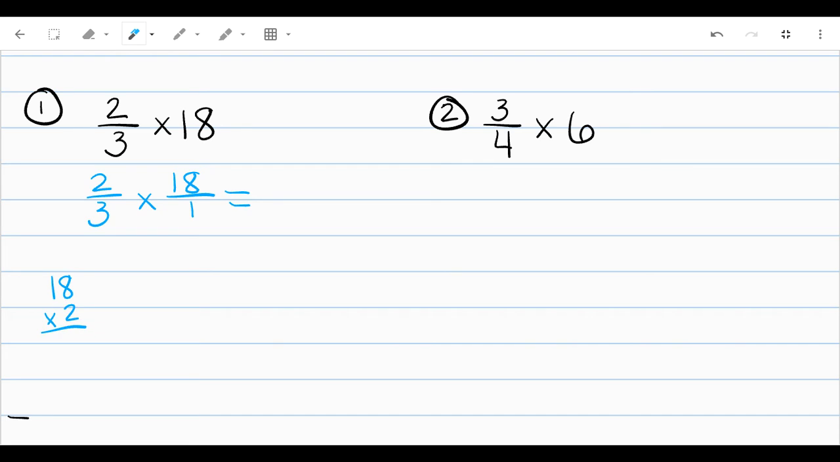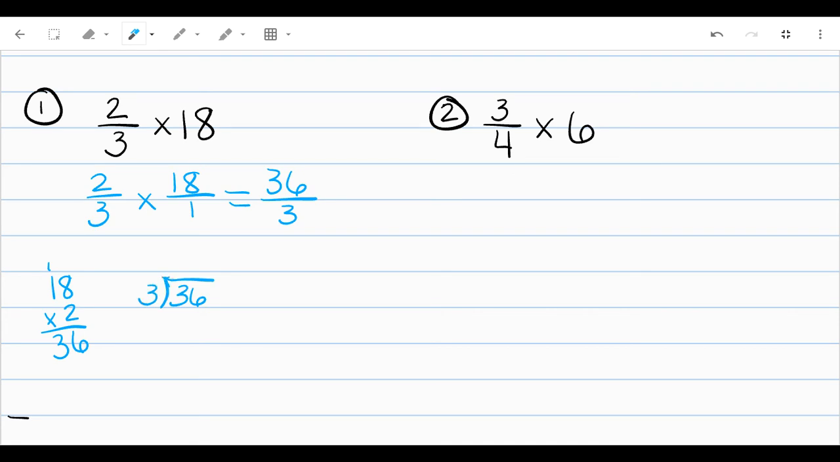I do 2 times 8, which is 16, carry my 1. 2 times 1 is 2, plus 1, 3. So 18 times 2 equals 36. That's our numerator. Now to find the denominator, we multiply 3 times 1, which equals 3. Now, 36/3 is an improper fraction. We have to simplify that. And remember, our fractions are always division problems. So we can think of this as 36 divided by 3.